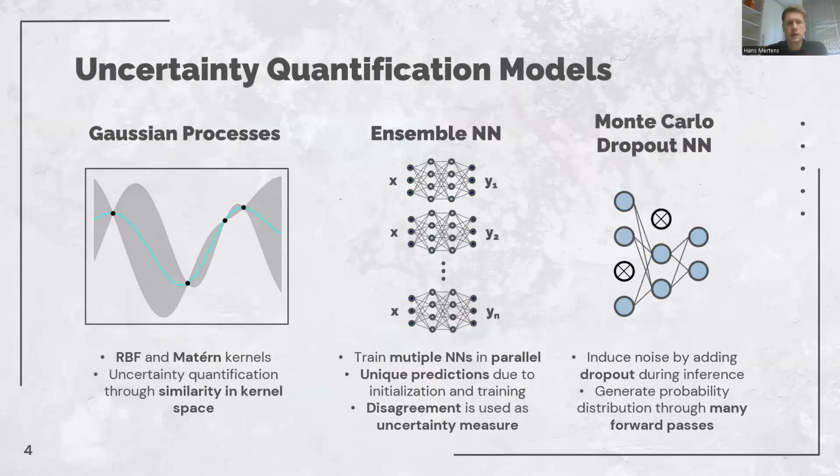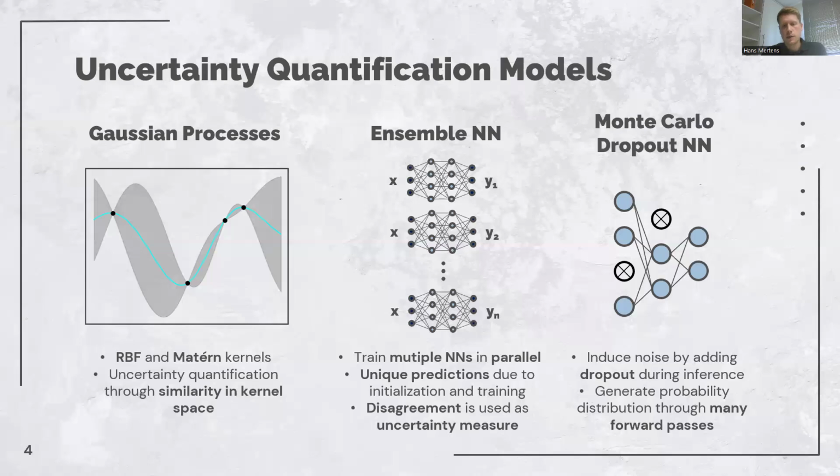We have looked at 3 different kinds of uncertainty quantification models: Gaussian processes, which are kernel-based methods, where we've looked at RBF and Matern kernels. Gaussian processes are also generally the benchmark for models in this domain. Ensemble neural networks, we train multiple neural networks in parallel, and then we use the disagreement between the individual models' predictions as a measure of uncertainty.